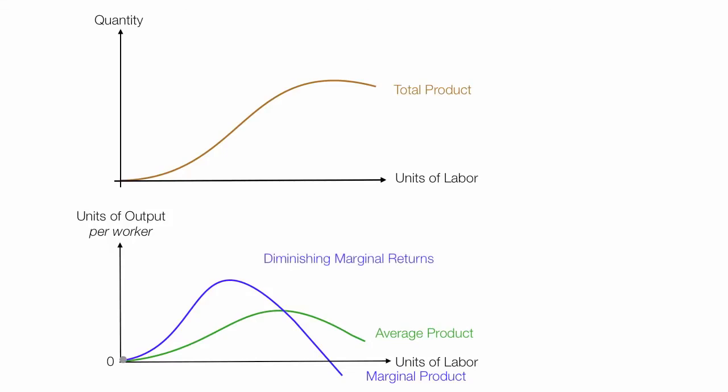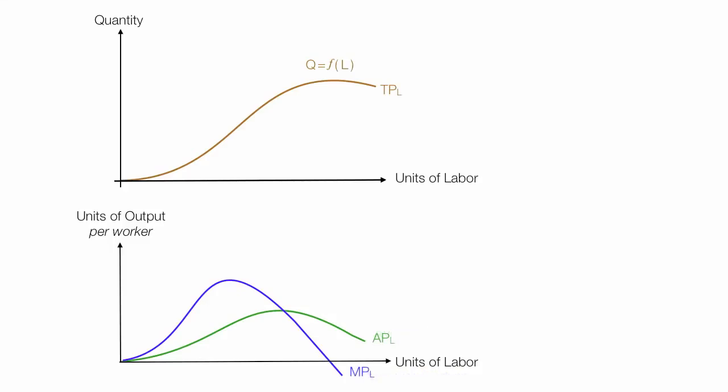One last idea is diminishing marginal returns, and that's from that point forward where marginal product of labor, the slope, is actually decreasing. Again, quantity is a function of labor and capital, where I have fixed capital, and so quantity is a function of labor. Often in your textbooks, you'll see this labeled as TPL, or total product, AP representing average product, APL, and MPL representing marginal product of labor.